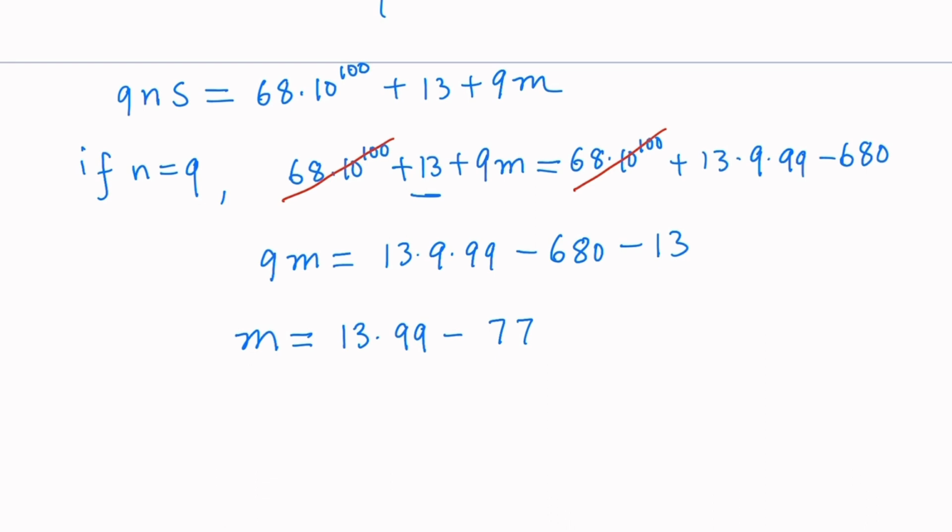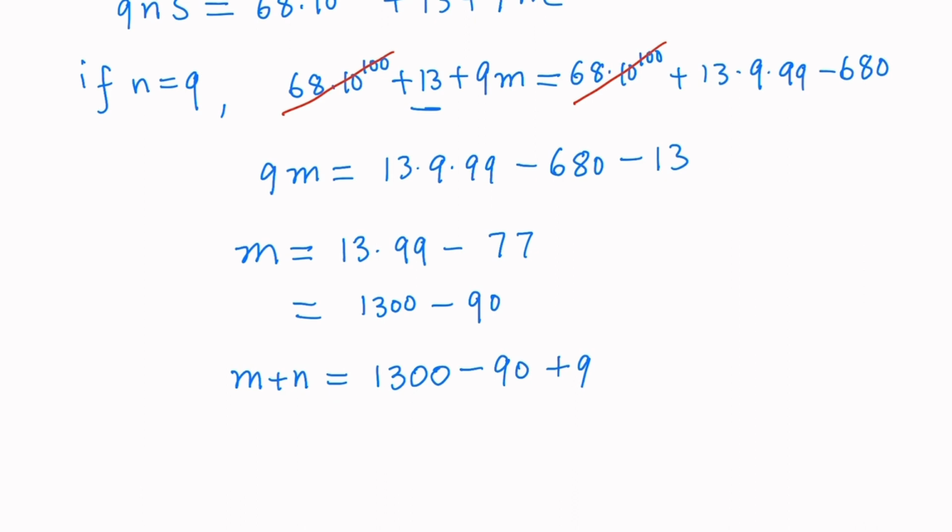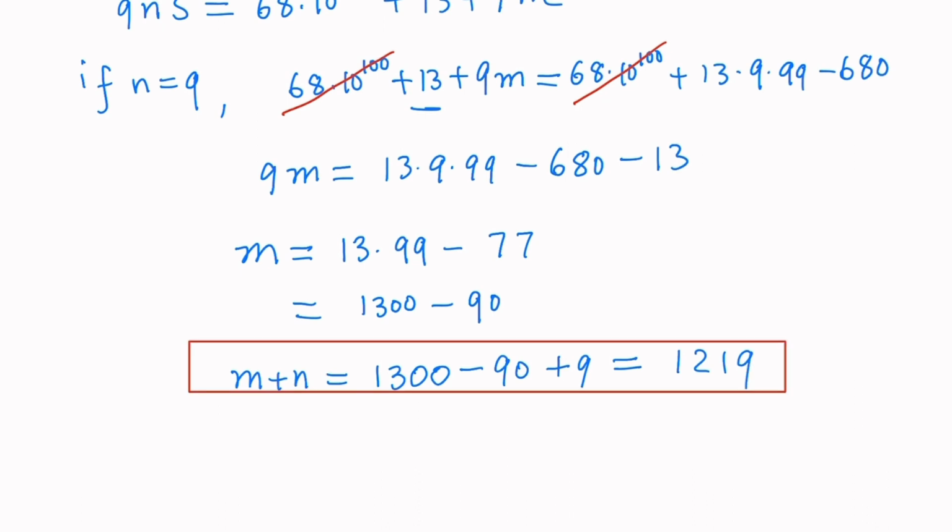Now you do some math here. 13 times 99 is 1300 minus 13, and minus 13 with this would be minus 90. Here's a trick to calculate this: you can do mental math, but it's easier to say 1300 minus 13, and minus 13 with this gives minus 90, which is easier to calculate. And then we try to find m plus n, where n equals 9. So that will be 1300 minus 90 plus 9, which gives us 1219, I think. So that will be the final answer here.